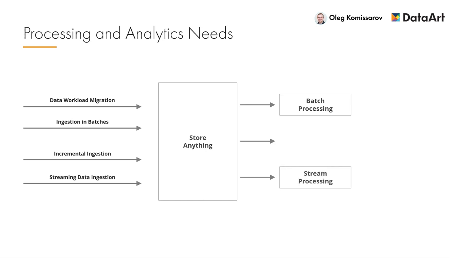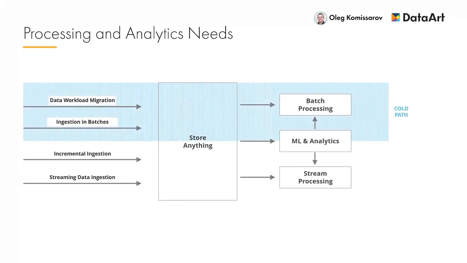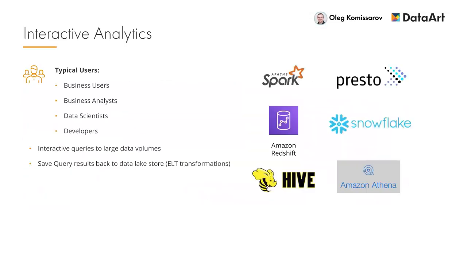What are your data analytics needs? You need it for batch processing, stream processing, machine learning, and analytics. And also consider that usually slightly different tools are used for the cold path and hot path of your data lake. There are several analytic tool categories that are used in data lakes. Interactive analytics is very important, used by all types of users. Interactive analytics allows you to query data as soon as it's saved to the data lake. That's where you get this agility. Data ingested, you do not care about schema, you can start querying this data.